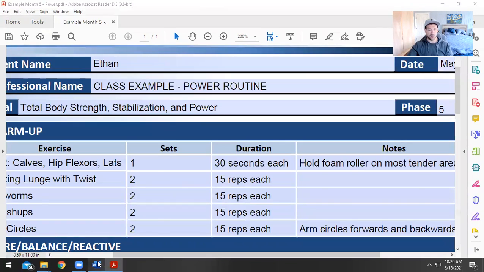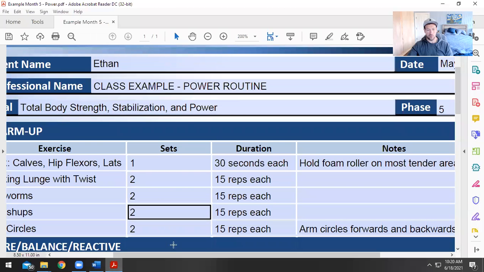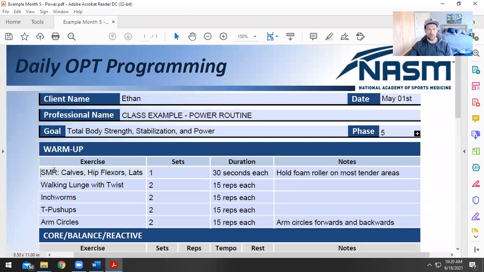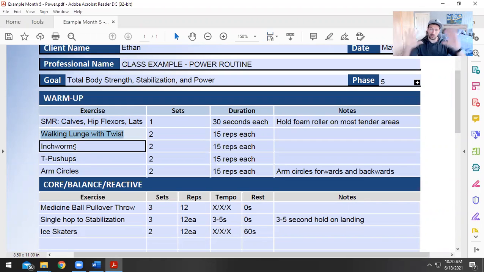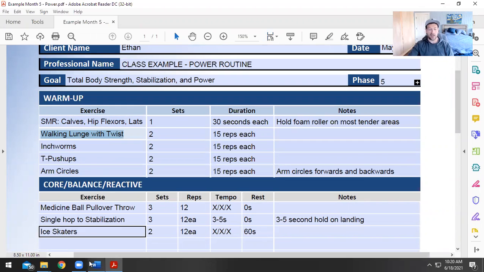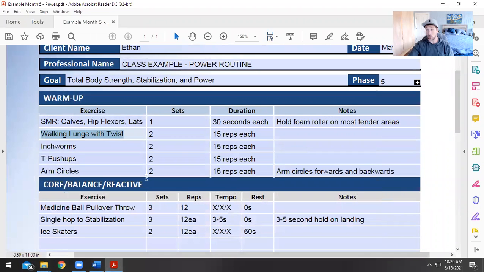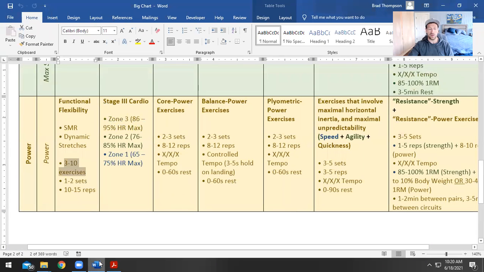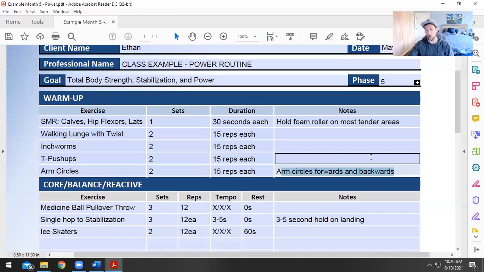So now I'm going to move down to the yellow section here. I need to apply functional flexibility, which means I am going to do a little bit of foam rolling plus dynamic stretches. So a walking lunge with a twist, inchworms, T push-ups, and arm circles, right? I need to do that for 3 to 10 exercises. I chose 1, 2, 3, 4. And I needed to do it for 1 to 2 sets of 10 to 15 reps. So 2 sets, 15 reps each. And then it says the arm circles, do them forwards and backwards. So technically that's twice as many.